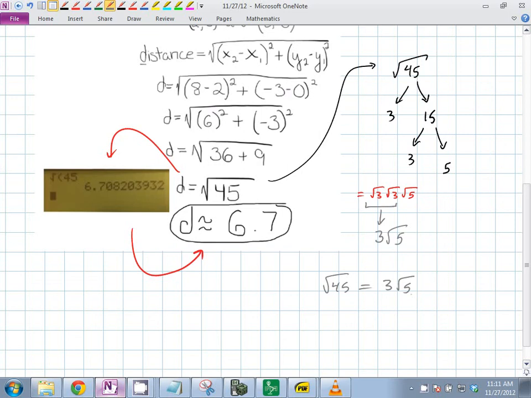You're looking to pull out squares. Why could we simplify this? Because this equals the square root of 3 squared times 5. You can only simplify it if you can find a square as part of the factor.